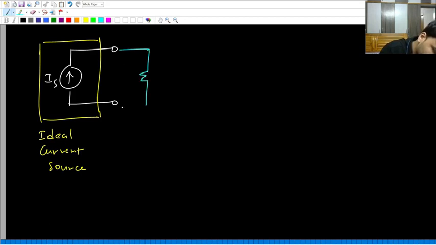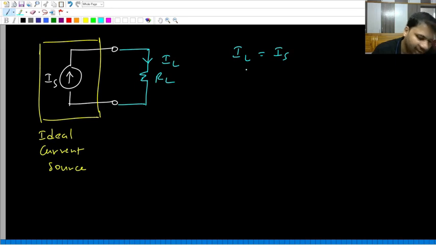Now across this box, let us connect an arbitrary load resistance RL. Let us call the current through the load IL. Now in this particular circuit, the load resistance is directly in series with the current source. Any two elements in series will always have the same current. Yes or no? So IL will be equal to IS. Yes or no? Because the load resistance is in series with the current source.